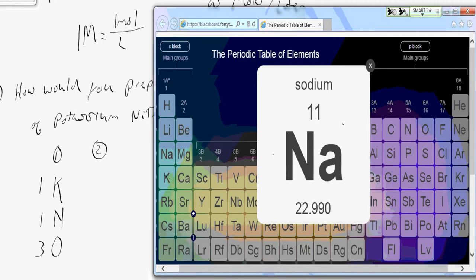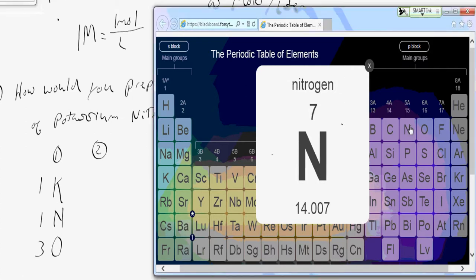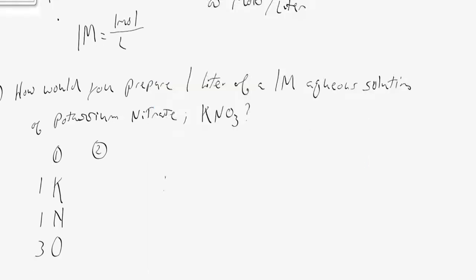So the question is, how would you prepare 1 liter of a one molar aqueous solution of potassium nitrate? Here we go. The first thing is to list the elements and put out here how many of each we have.